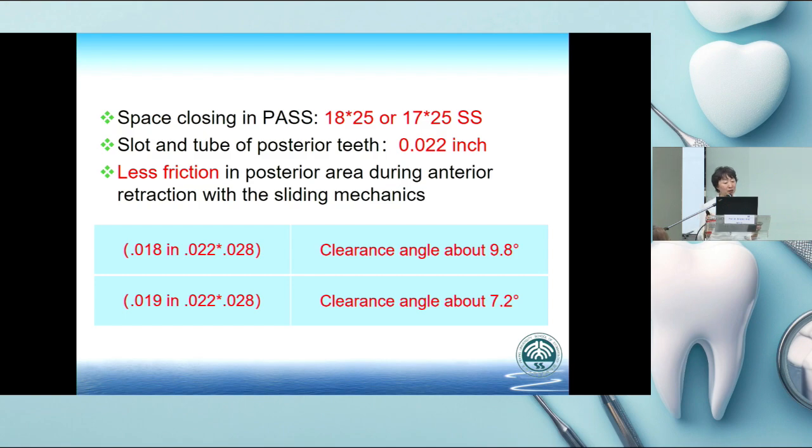Usually, when we do the space closing in PASS, we use an 18 by 25 or even 17 by 25 stainless steel archwire. And the tube and slot of the posterior teeth is 0.22 inch. So there is less friction in the posterior teeth during the anterior retraction with the sliding mechanics. You can see the different combinations give you different clearance angles.